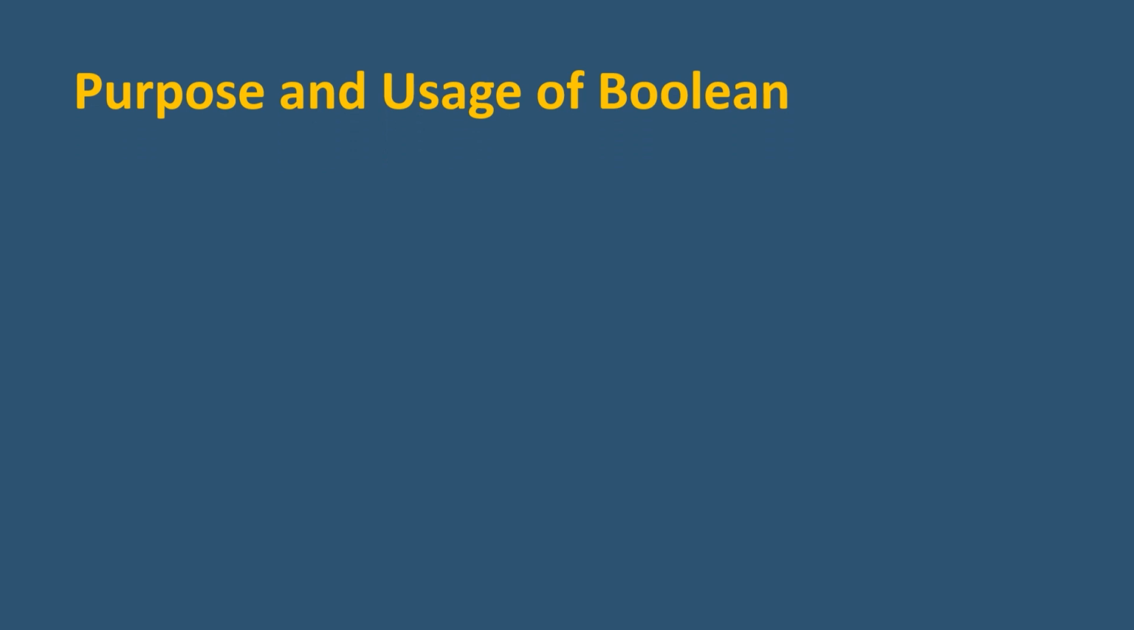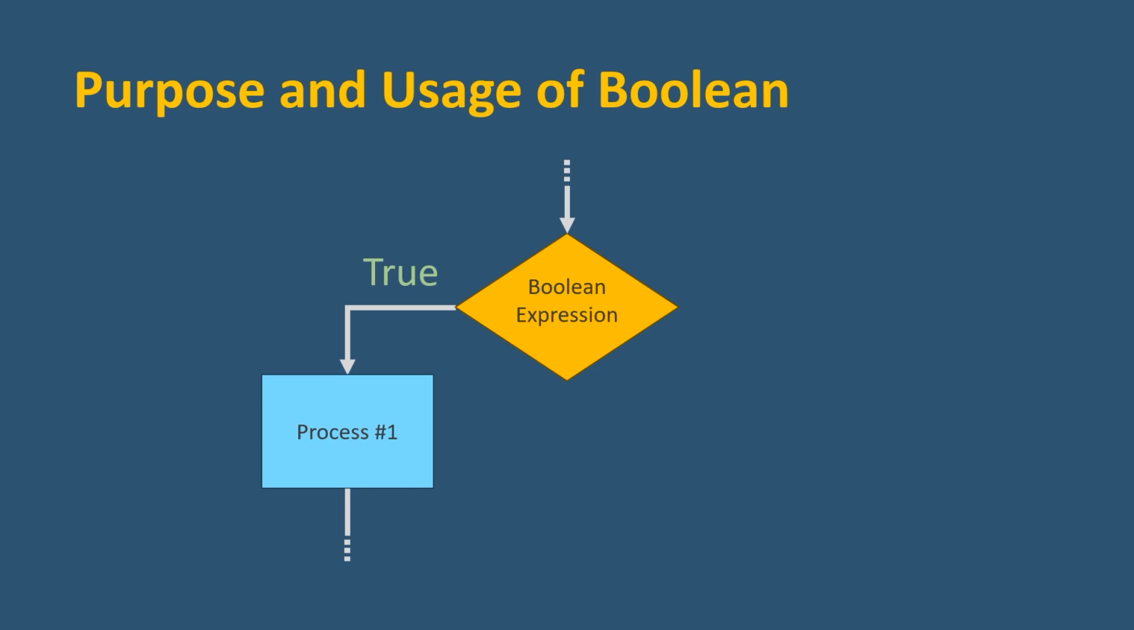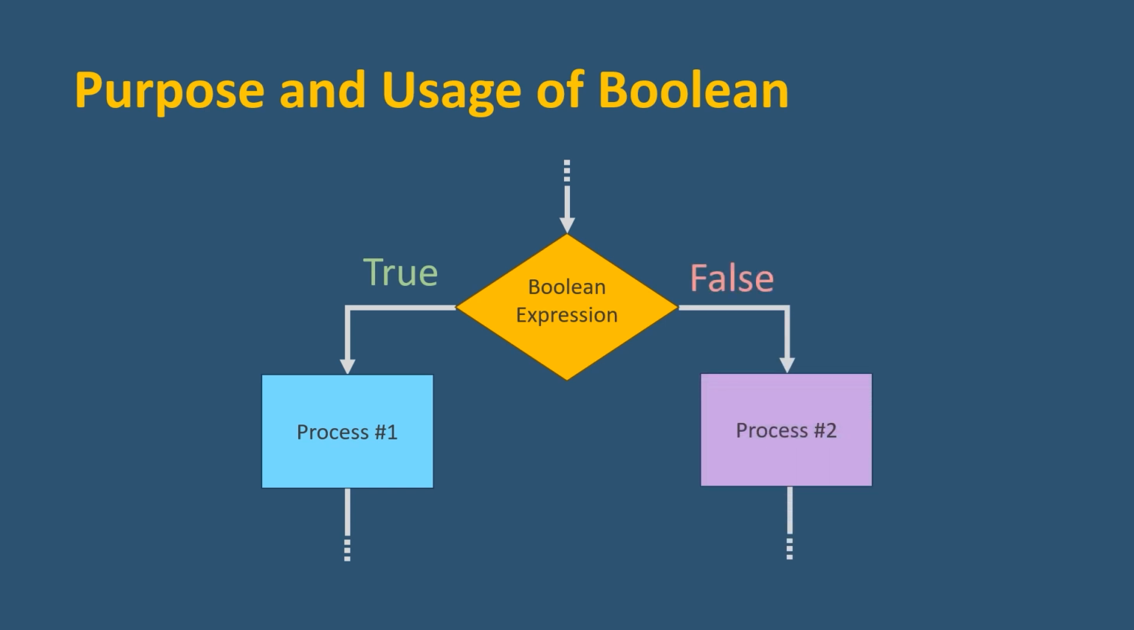Boolean values are essential in programming because they allow us to make decisions and control the flow of our programs based on certain conditions being met or not met. They are often used in conditional statements, loops, and logical operations.